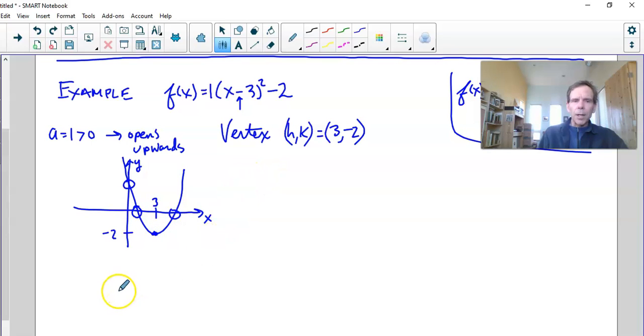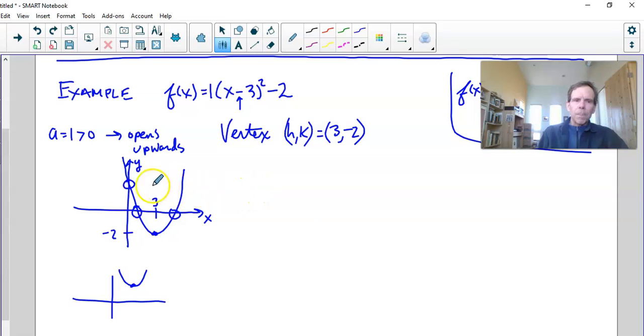Not every parabola crosses the x-axis. There may not be any x-intercepts. So imagine a parabola that has a vertex that's above the x-axis and it opens upwards. This doesn't even have x-intercepts. We don't want to even look for them if they aren't there.